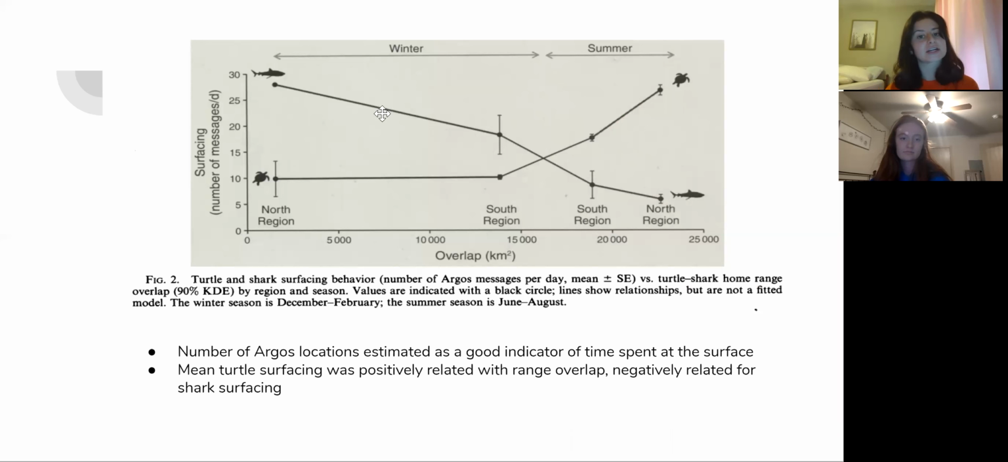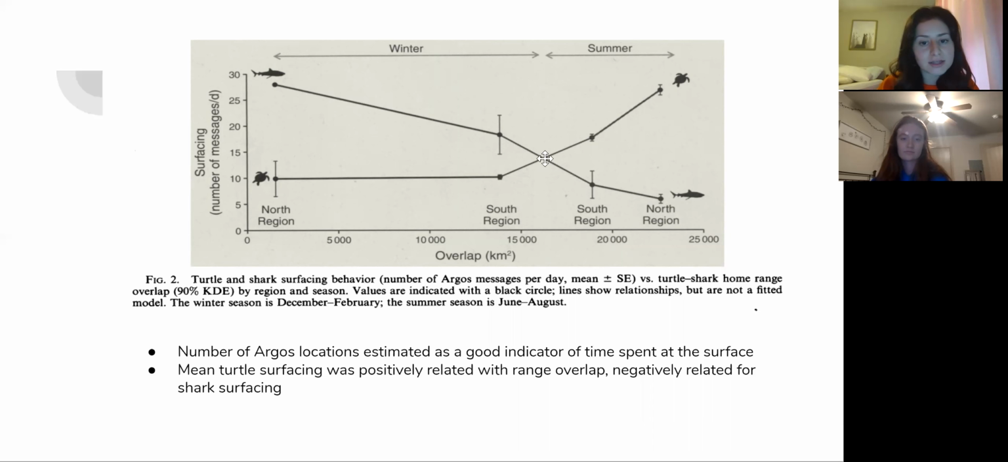In this graph over here, it's showing the data from the Argos satellite trackers that only submitted that data every time they breached the water surface. And you've got your sea turtles down here and the tiger sharks up here, and you can see the winter months are here until they kind of switch their positions. So the number of the Argos locations, they estimated, was a good indicator of how long the sea turtles and the sharks spent at the surface.